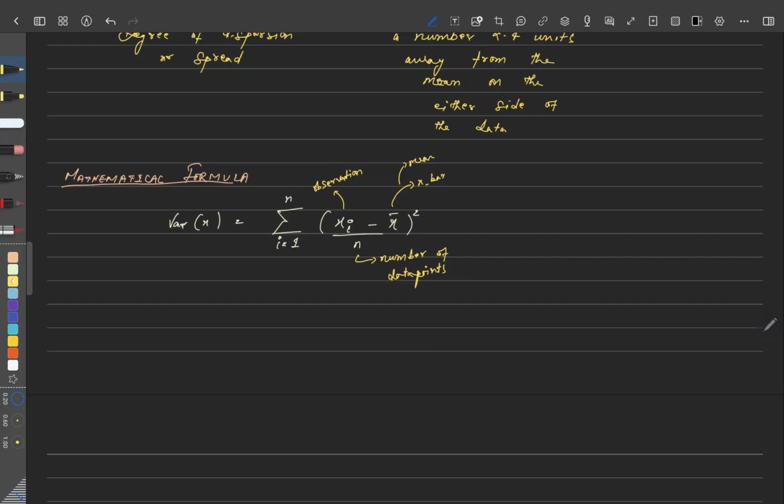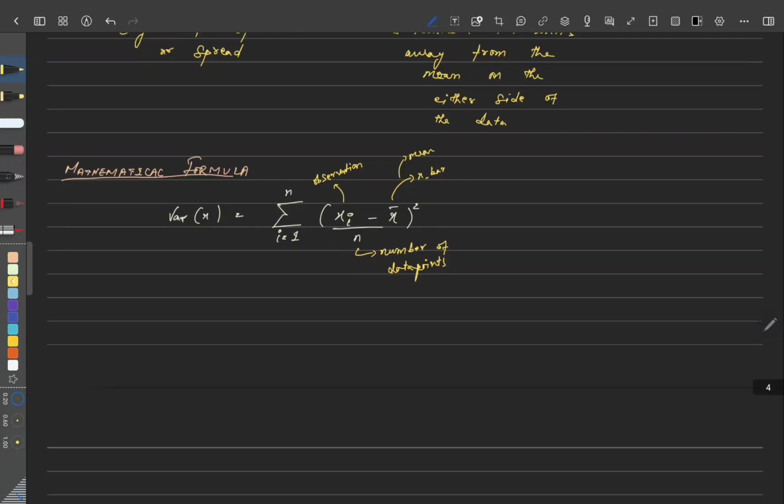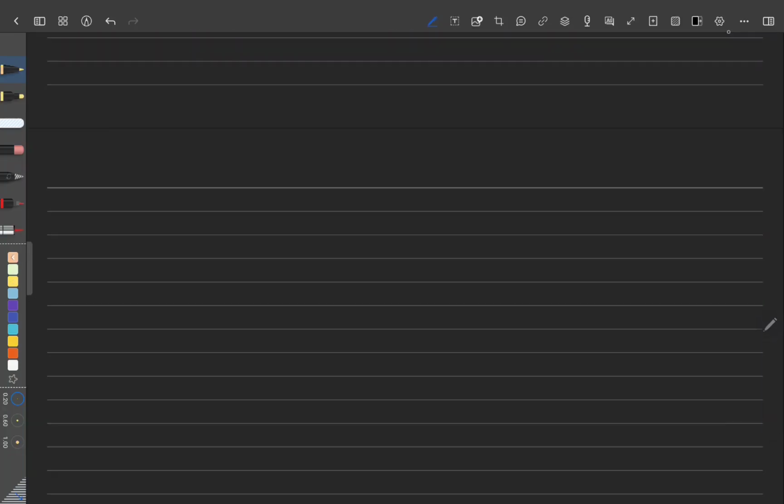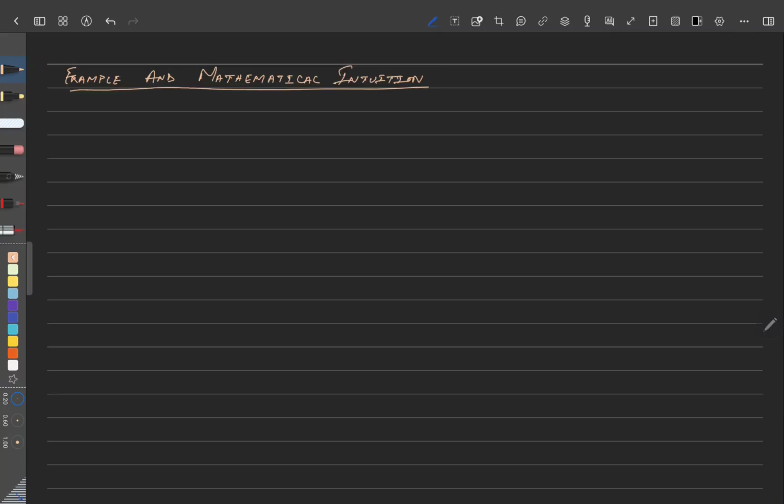Now let us understand this concept with the help of a real world example. So let's cover the example and the mathematical intuition now. Consider the ripening time of tomatoes grown under two different environmental conditions. Ripening time is nothing but the time taken by a fruit to ripen. So we have two data sets.